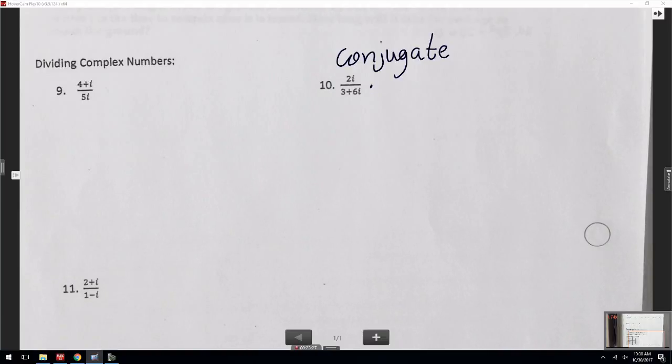Here we go. What's the opposite sign of 3 plus 6i? Just the plus. Minus, right? So just do 3 minus 6i. And if you do it to the top, you got to do it to the bottom. This is from Algebra 1 review. Not the i, but the conjugate. Not the i, the conjugate.